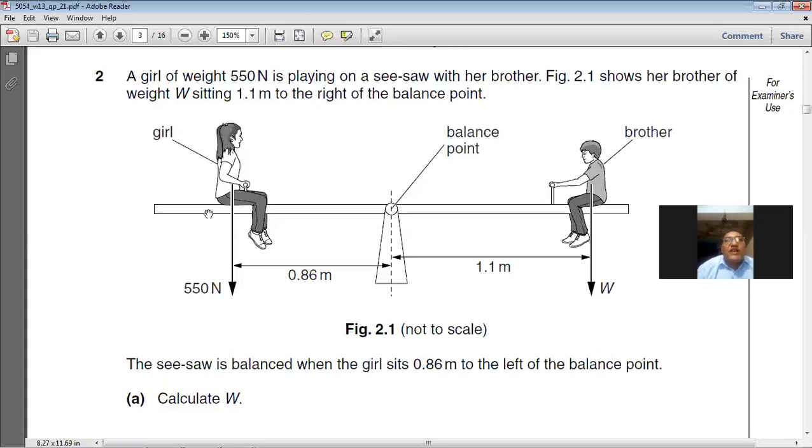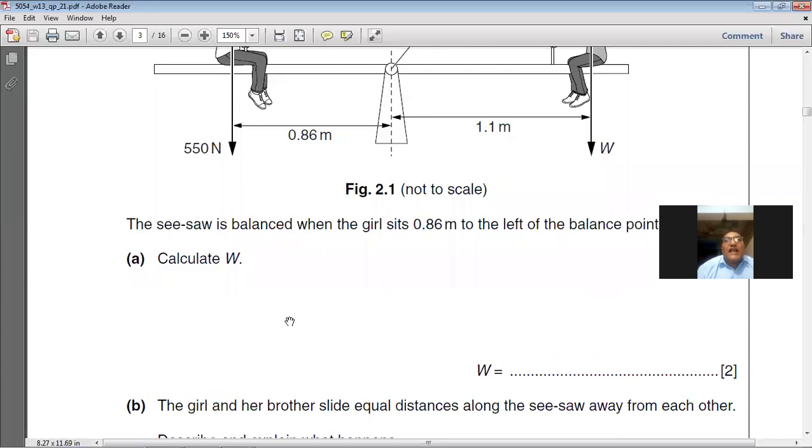So the anti-clockwise moment produced by this girl is equal to the clockwise moment produced by this boy. The seesaw is balanced when the girl sits 0.86 meter to the left of the balance point. A part is: calculate W. W means the weight of the boy.